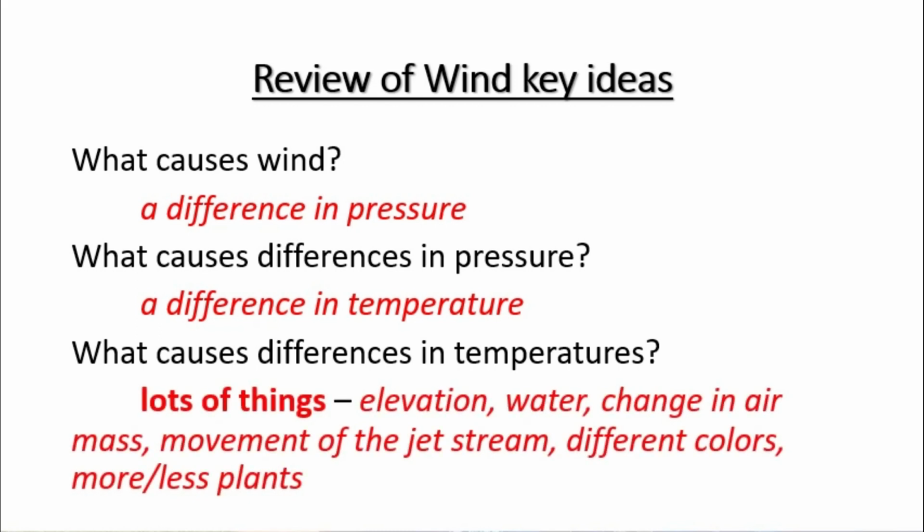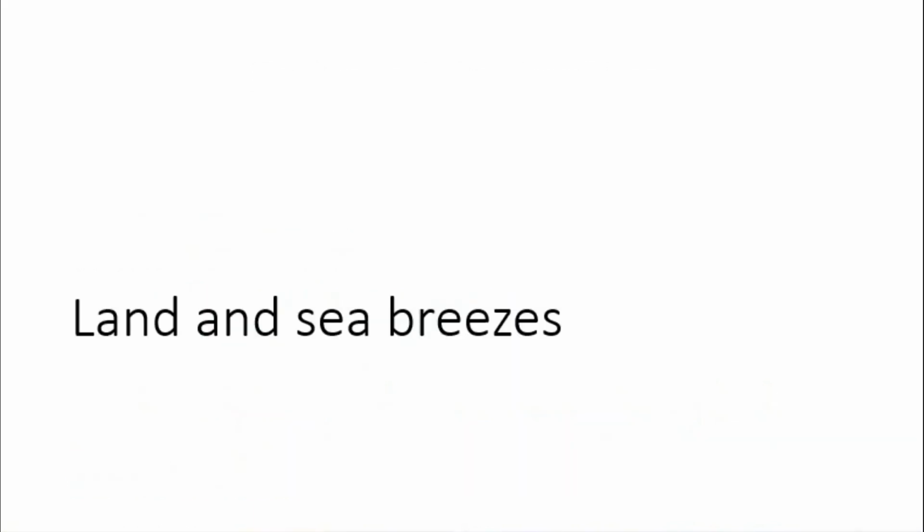Well, that's a lot of things. Different elevation, is there water around, a new air mass coming in, where the jet stream is flowing, things like different colors. Something's white versus dark, going to have a different temperature. Plants and trees affect whether or not the temperatures are high or low. So all of these things help to determine what the wind's going to be. The first special example we're going to look at is what's called a land and a sea breeze. And for this, we're going to be drawing some diagrams into your notes and explaining what's going on.